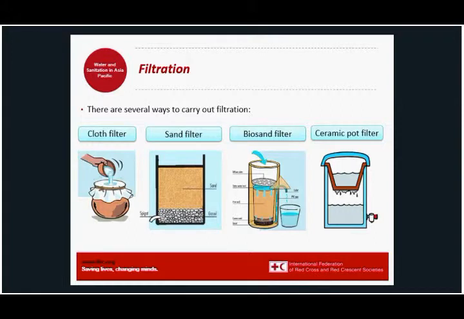So water is poured from one container through a container of sand with gravel and an opening or spigot at the bottom of the container. And then the water will flow into a water storage container. As for the biosand filter, it is an effective and long-lasting method of household water treatment.